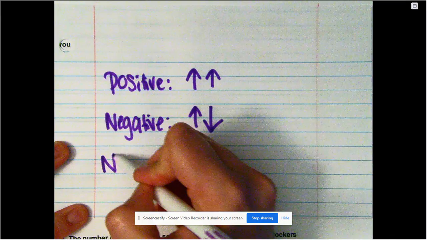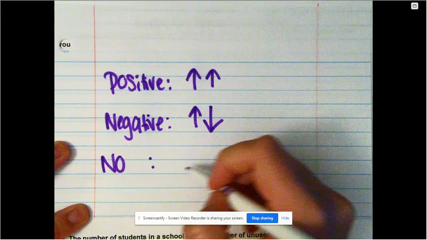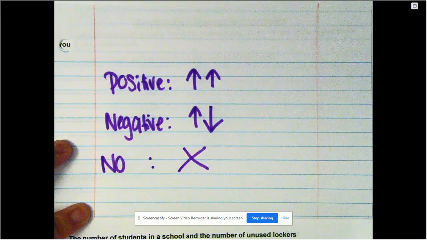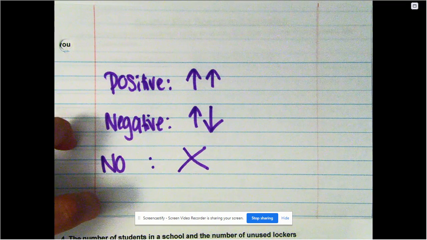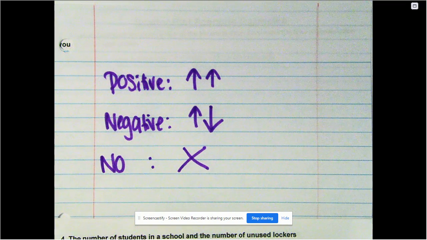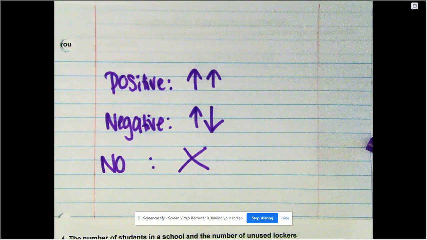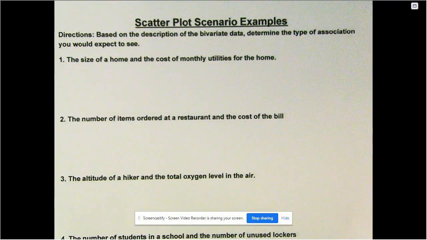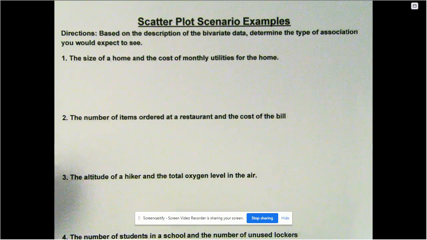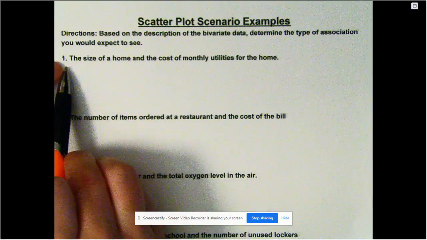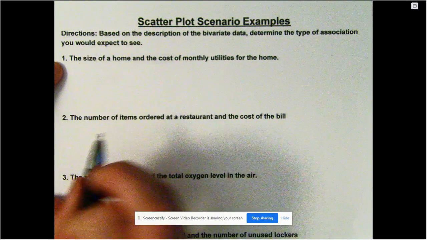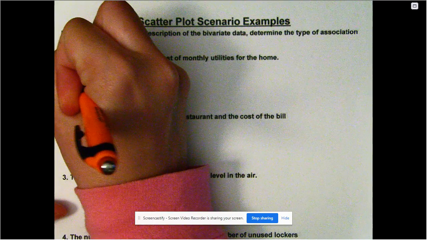And then no association would be when there's nothing alike. Like they don't have any type of relationships. They don't cause each other. There's no association whatsoever. So we're using this information in today's lesson with the description. So I always like to start by visualizing if something is increasing. So let's start off with the first thing that they're describing, the size of a home. So I want you guys to think.